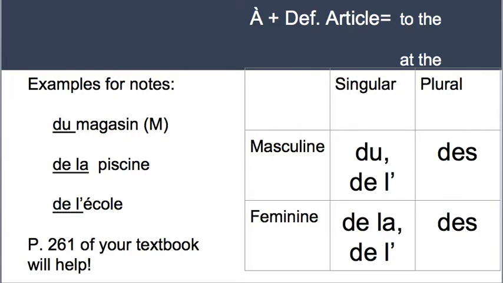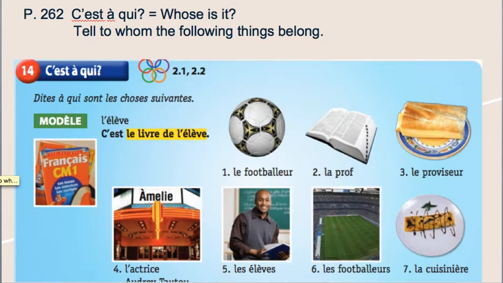Okay, here we go with our activity. On page 262 of your textbook, you're going to, in complete sentences, tell whom the following things belong to. Now, our hint is the phrase that is used as the title, c'est à qui, répétez, c'est à qui, which asks, whose is it? Our instructions, dites à qui sont les choses suivantes.